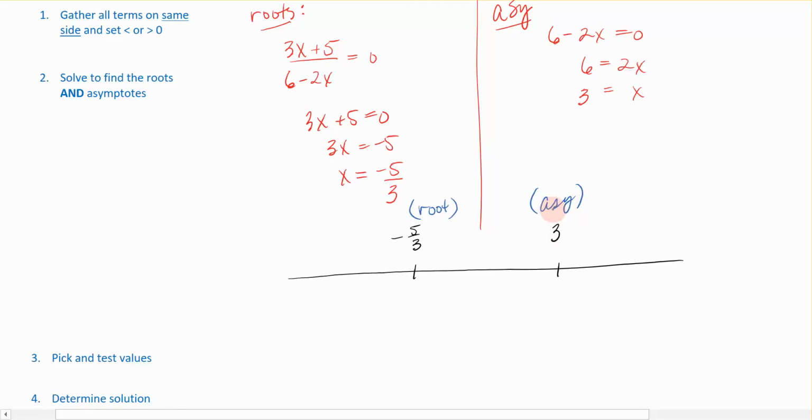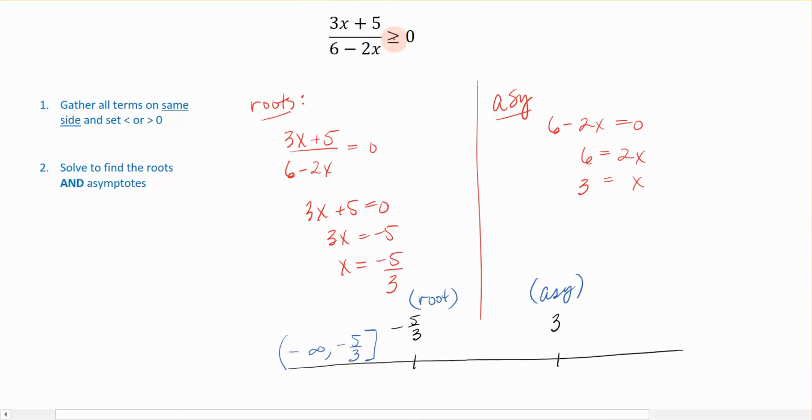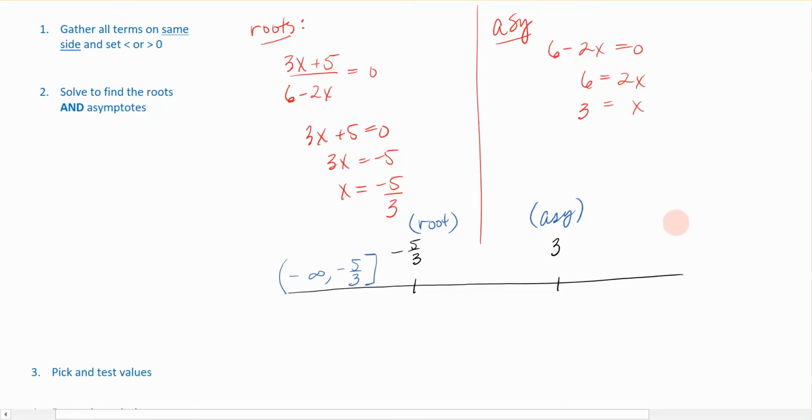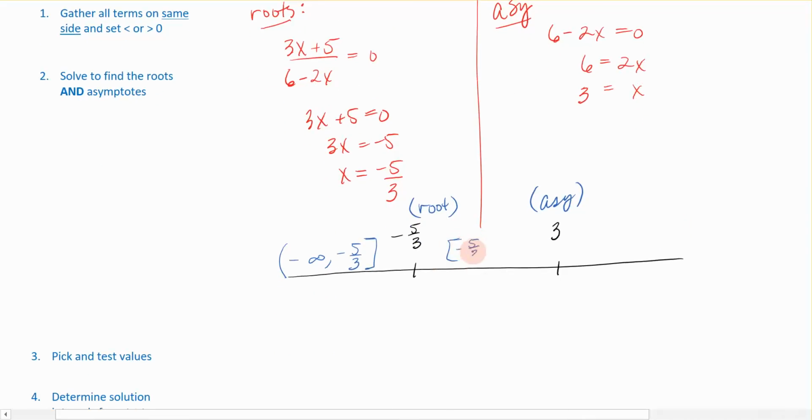So when I write my interval statements, if I'm on the left of negative 5/3, it would be from negative infinity to negative 5/3. I have a parenthesis on the left, but I have a bracket on the right because I can include the root according to my greater than or equal to symbol. In the center, I can include negative 5/3, but I cannot include 3 because it's an asymptote. On the right, I cannot include 3 because it's an asymptote, and I never get to the end of infinity, so that's why it has a parenthesis.